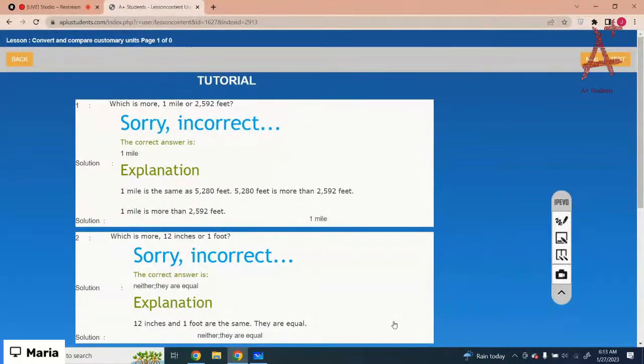Okay, which is more, 1 mile or 2,592 feet? So you have to convert miles and feet. Got it? So we know that 1 mile equals 5,280 feet. Got it?